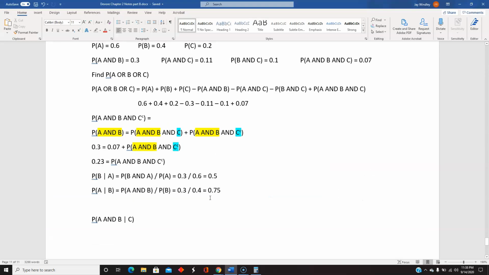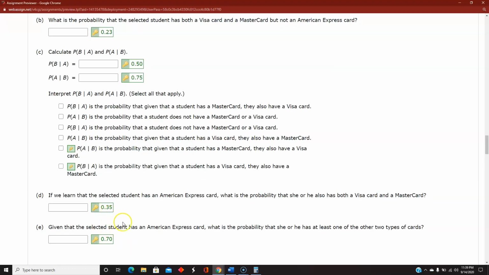So we can write this like this. What is the probability that they have Visa and MasterCard given that we know they have an American Express? Well, that's the probability of A and B and C divided by the probability of what's after the vertical bar, which is C. And they told us both of those. The probability of A and B and C is 0.07, and the probability of C is 0.2, and you divide those two and you get 0.35, which you see as this answer right here.